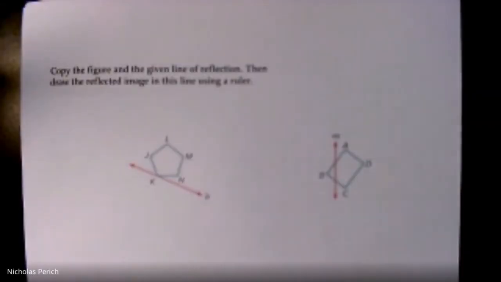Copy the figure, done. And the given line of reflection, done. Then draw the reflection image using a ruler. Here's my ruler. Let's just do one of these to the best.